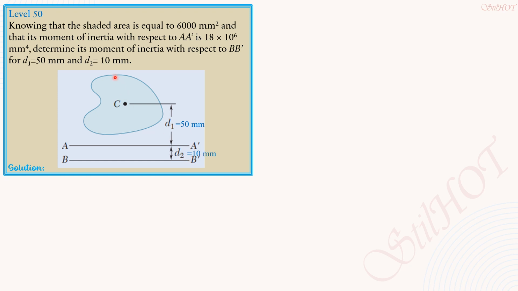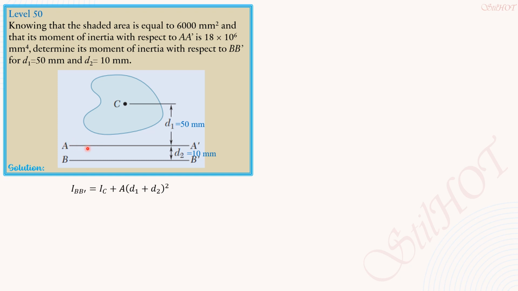So the moment of inertia with respect to the axis BB' is the moment of inertia through the centroid parallel to BB', which I'll call I sub C, plus the area, which is given as 6,000, times the distance squared. The distance between the axis through the centroid and the axis BB' is D₁ plus D₂, or 50 plus 10, quantity squared. So I sub BB' equals I sub C plus area times (D₁ plus D₂) squared.